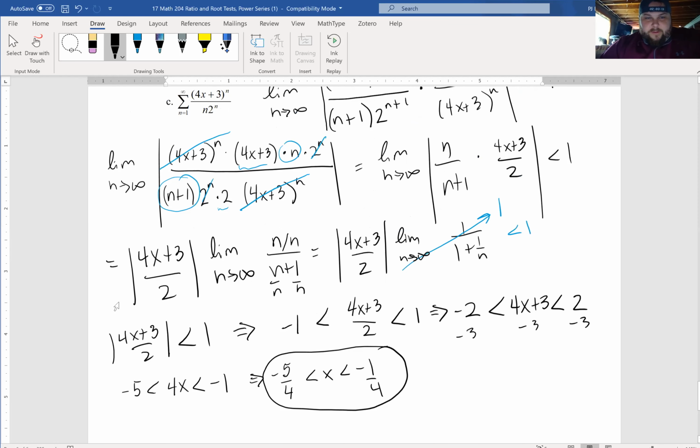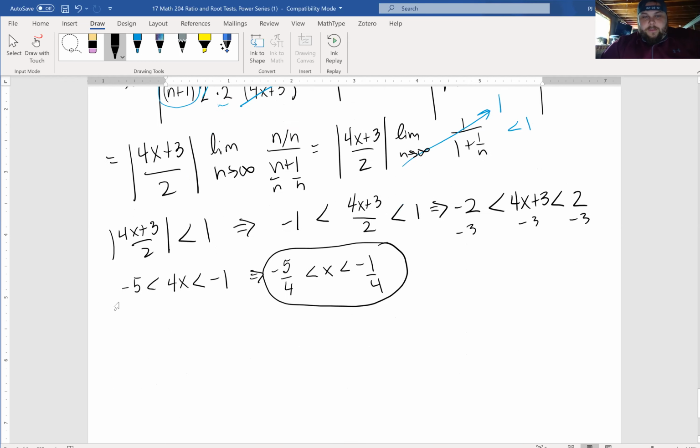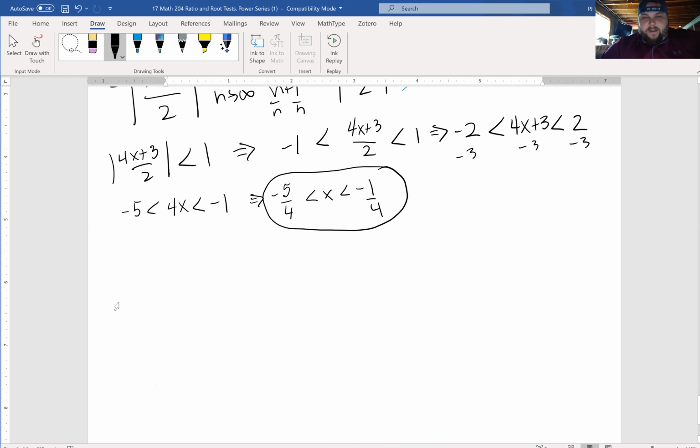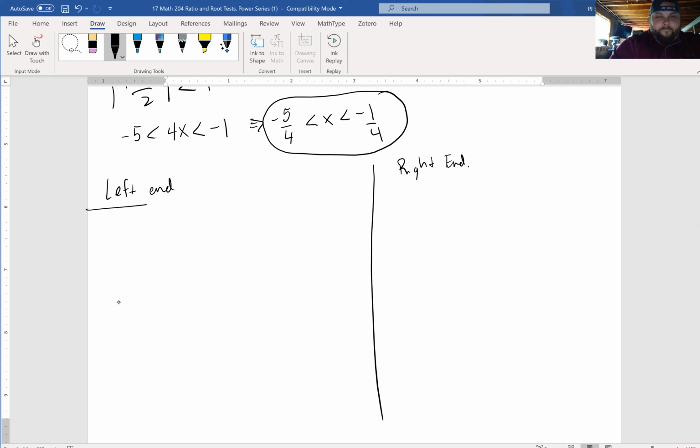So far the steps are: start with the ratio or root test. Make sure it's less than 1 to converge. And then once we get to our interval, we are now going to test the left endpoint and the right endpoint. So when I say left endpoint, I mean let x equal -5/4.